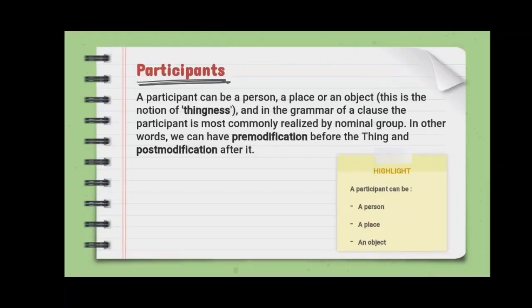This is the notion of thingness. And in the grammar of a clause, the participant is most commonly realized by a nominal group. In other words, we can have pre-modification before the thing and post-modification after it.